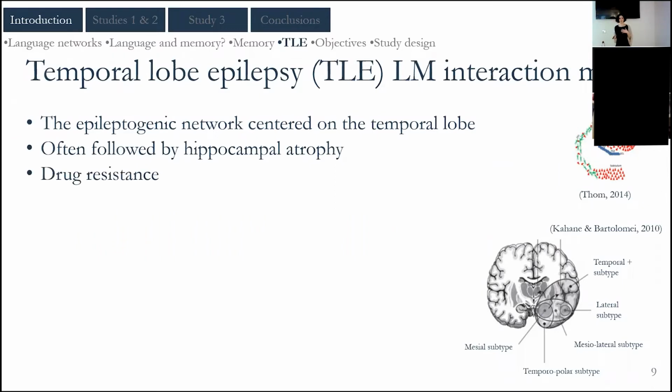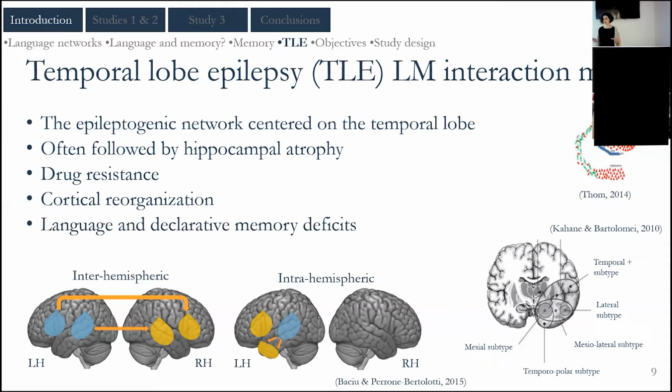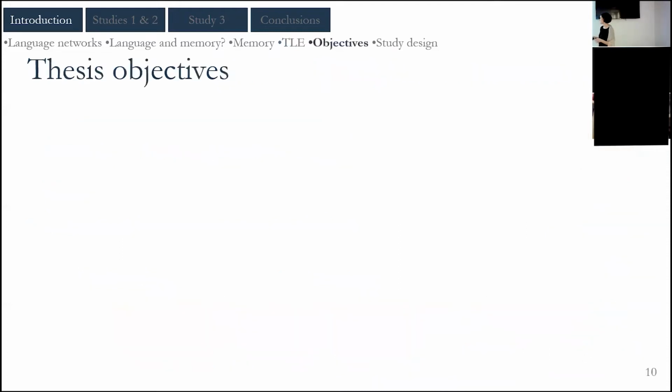These patients are often resistant to drugs, which means that in them, we can study cortical reorganization that happens as a consequence of either epilepsy or surgery. Importantly, these patients show deficits both in language and in memory, and they're even at further risk of cognitive decline after surgery, which is why a detailed preoperative mapping of language and memory is done. Now, based on what I've just said, what we propose is that this mapping should be done in interaction. So not studying each of these functions separately, but their interaction.